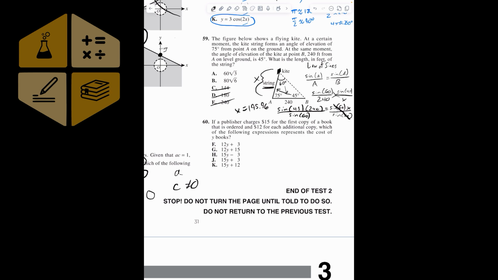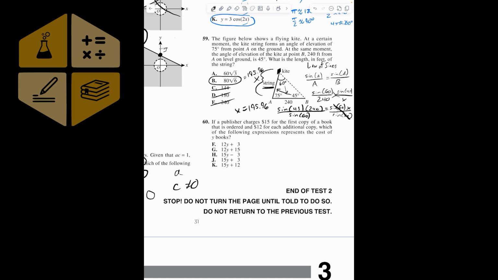So instead, what we want to try in our calculator is this one, 80 times the square root of 6. So I'm going to put that in my calculator. Usually I start with things like the square root of 6, put that in my calculator, that's 2.44 times 80. And sure enough, that equals in my calculator 195.96. So that's on number 59 is B.